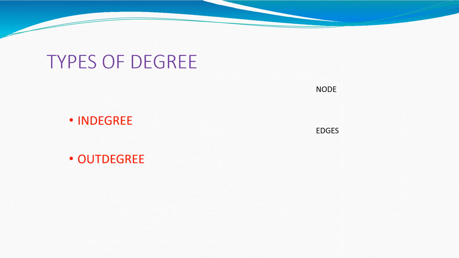Next one is types of degree. There are 2 types of degree: one is in degree, another one is out degree. Nodes are represented in circle form, and edges are represented in link form, that is line form. In degree means, for a particular node, we consider the edges coming in, that is incoming edges. Out degree means the edges going from the node out of the path, that is outgoing edges.